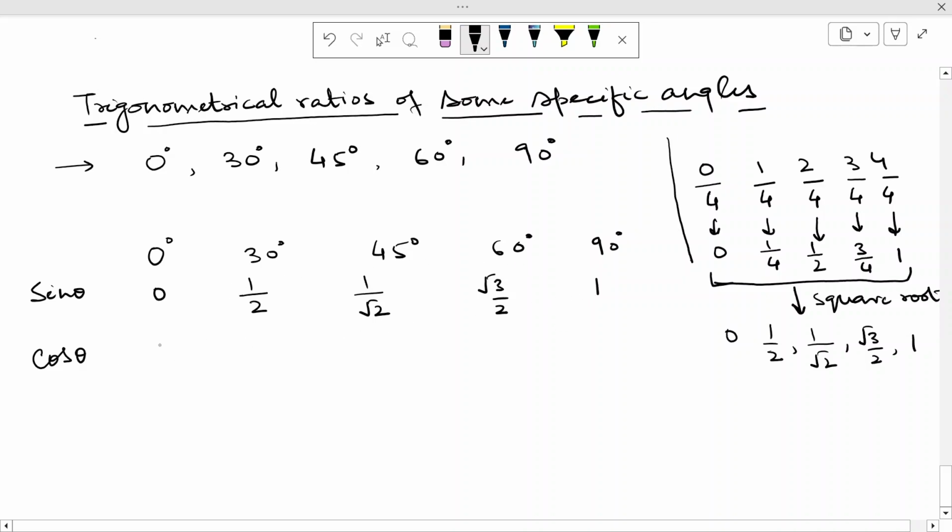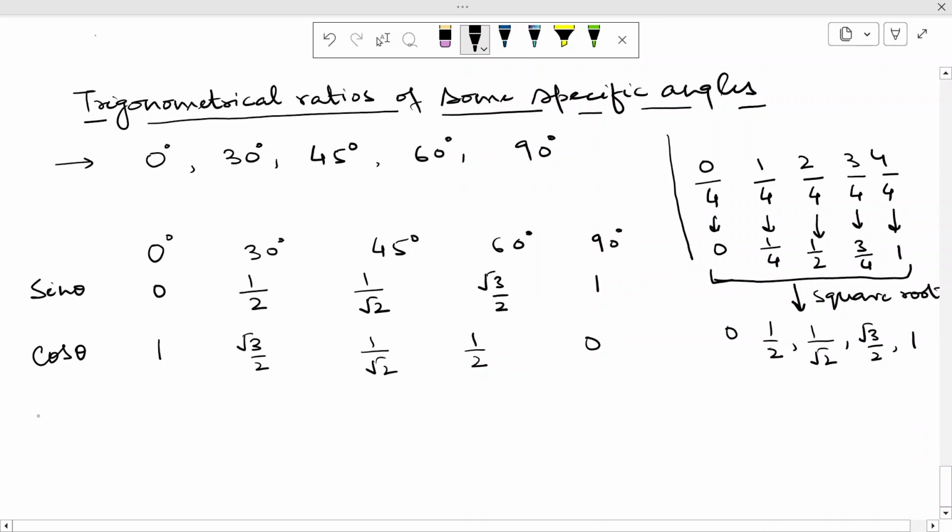So, the first one is 1, the next value is root 3 by 2, then 1 over root 2, then 1 by 2 and lastly 0. We are just reversing the order, because for sine we begin with 0 and end at 1, and for cos we begin with 1 and end at 0.